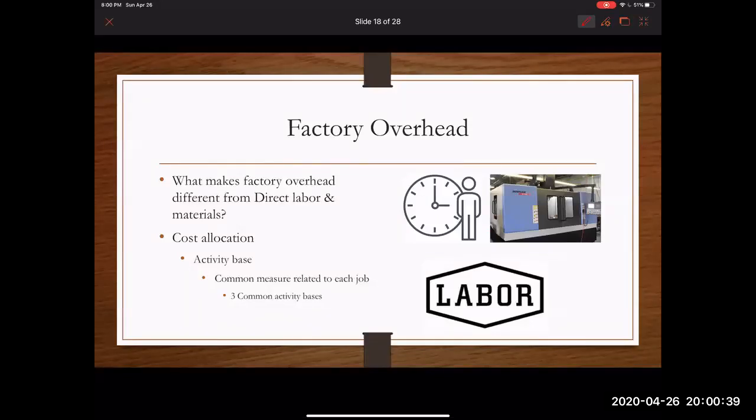It's the process by which factory overhead or other costs are assigned to a cost object, or maybe a job. So for some companies, we're going to define it as an activity base. We're going to divvy up that $3 million based on what runs the facility. And the three most common activity bases for a job or for a facility are these.